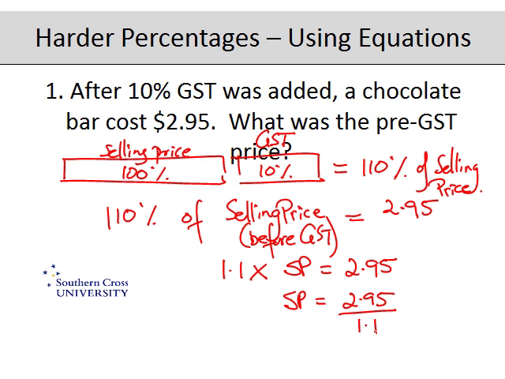Now just a little reminder about equations. If you're multiplying by 1.1 on this side and you need to get rid of that, you need to do the opposite, which is dividing both sides by 1.1. So when you divide the left-hand side by 1.1, it cancels out because they're opposite operations, and it reappears as division on the other. So that means that the selling price, and we will need to do a bit of rounding here, comes out at $2.68.